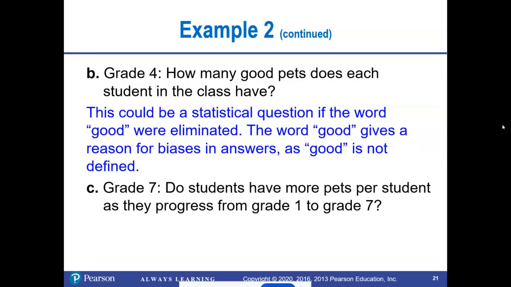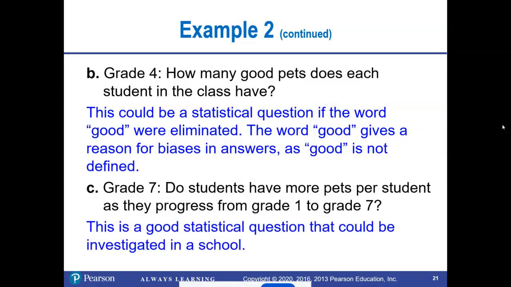Okay, on part C for grade 7, let's say, do students have more pets per student as they progress from grade 1 to grade 7? Okay, this is a good statistical question that could be investigated in a school. Easy to ask, easy to answer, no bias in the question, so on.